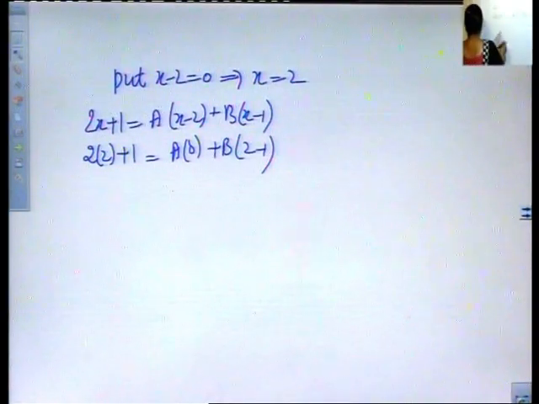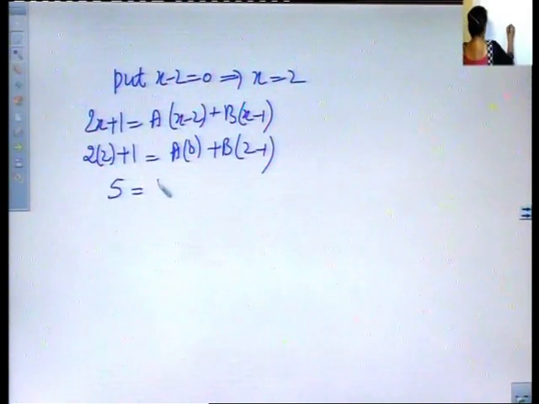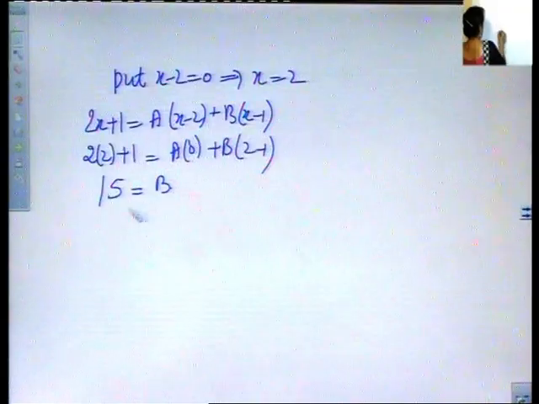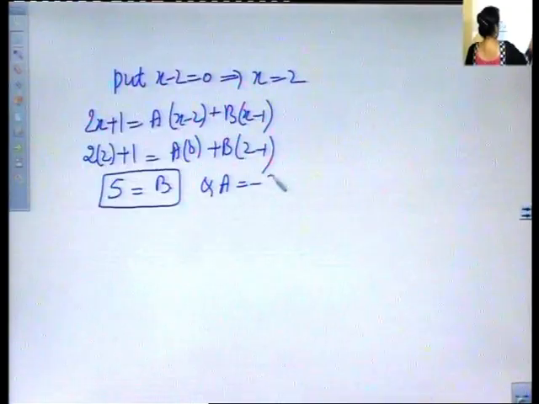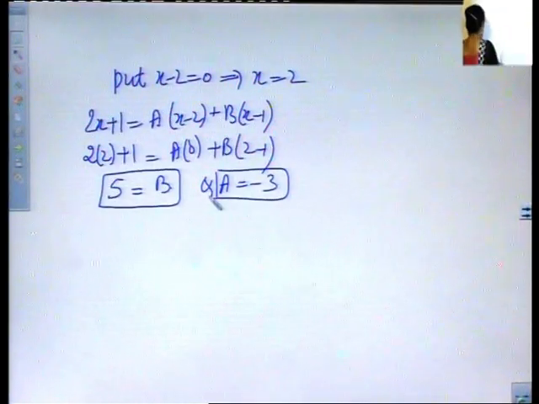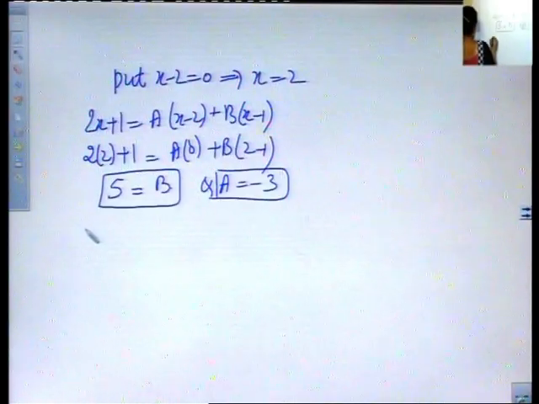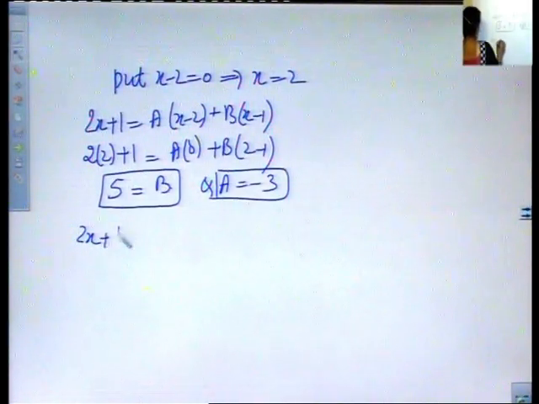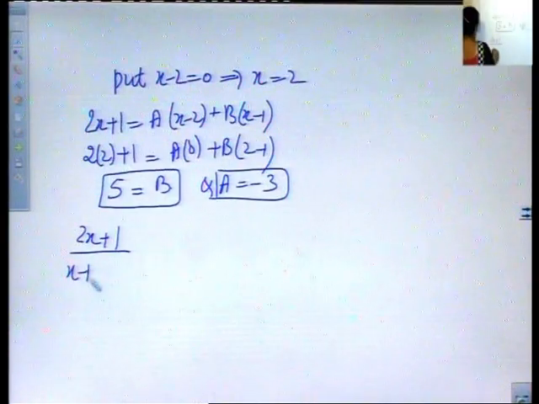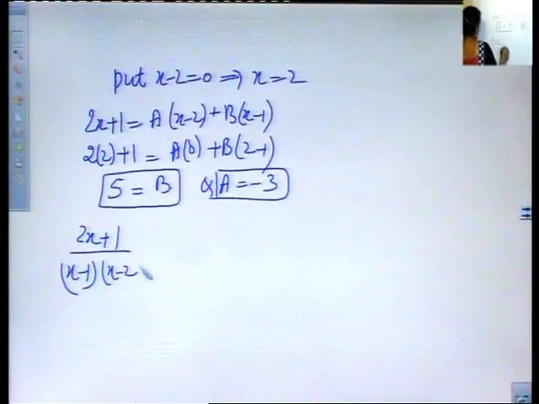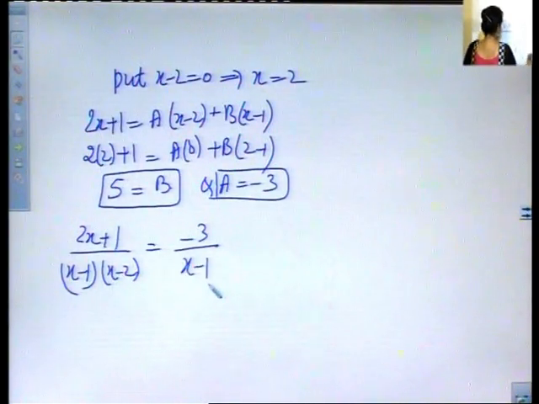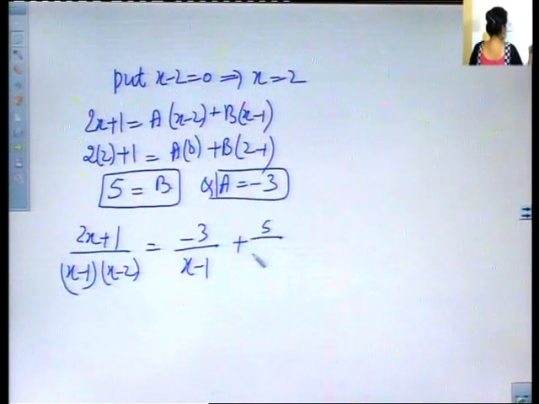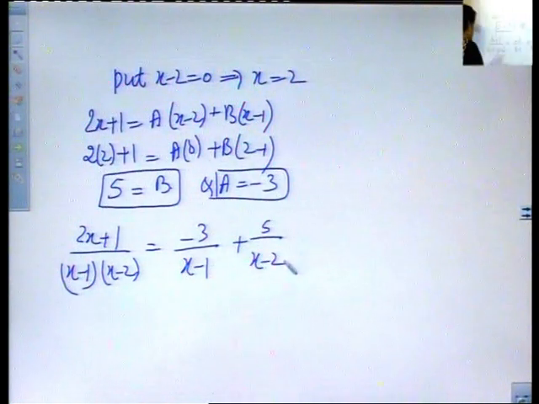So this is 5 is equal to b. So we get b is equal to 5 and a is equal to minus 3. Therefore, our required answer is 2x plus 1 upon x minus 1 into x minus 2 is equal to minus 3 upon x minus 1 plus 5 upon x minus 2.